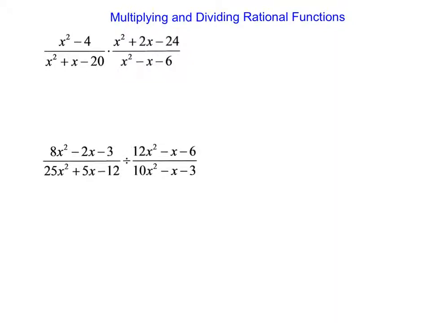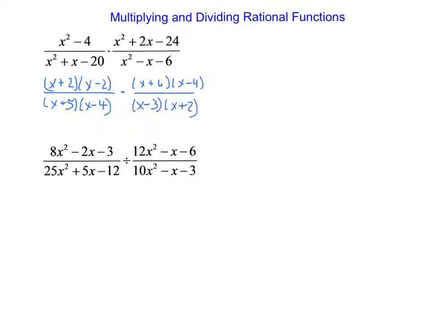Hello there. In this video we're going to do some multiplying and dividing of rational functions. And as always, I think you should begin these problems by factoring. The numerator in that one's a difference of squares, and we got that plus 5 and minus 4. At top, that's going to be 6 and negative 4. And in the bottom, negative 1, negative 6, that's going to be negative 3 and positive 2.